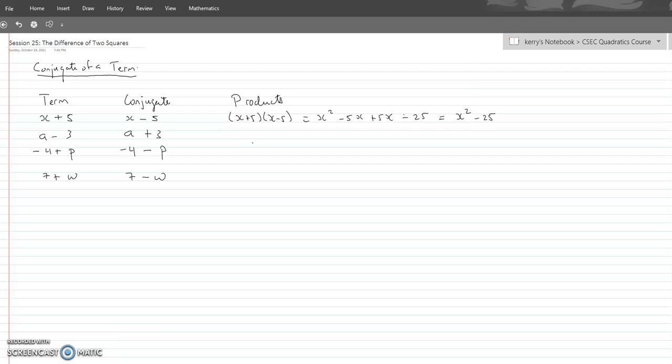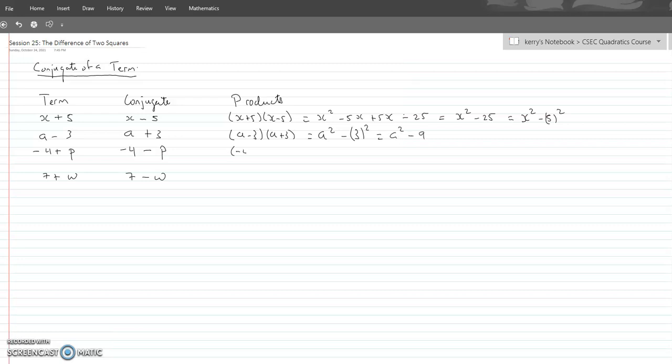So when we multiply something by its conjugate, we end up with something special. Now check how cool this is. I could rewrite 25 as 5 squared, so x squared minus 5 squared. So I have the first term squared and the second term squared, and I am subtracting them. So when I have a term multiplied by its conjugate, what we'll always end up with is, a minus 3 into a plus 3: the first term squared, which is a squared, minus the second term squared, 3 squared. And this will just give us a squared minus 9.